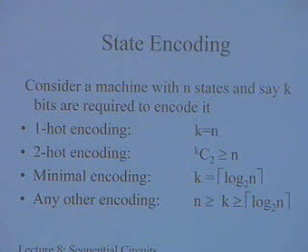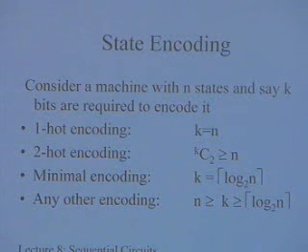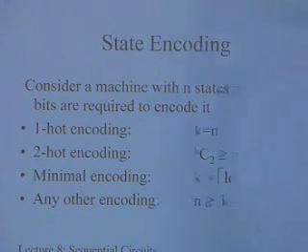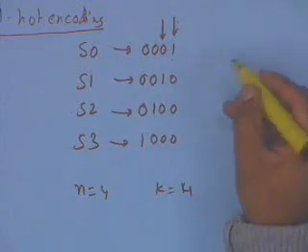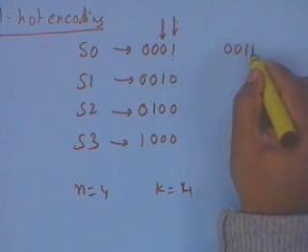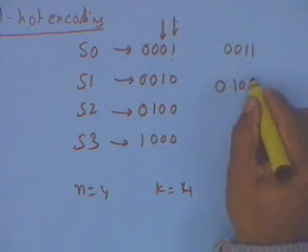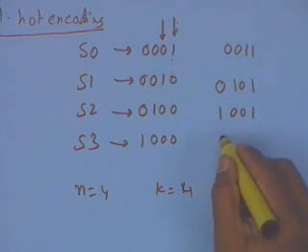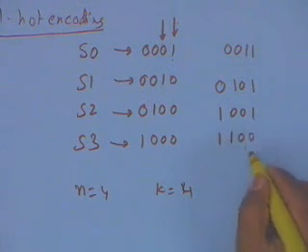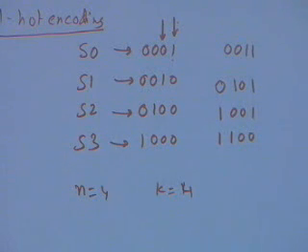A two-hot encoding refers to the fact that to represent any state, there are only two bits which are 1, and not more than two bits are 1. Two and only two bits are 1 to represent any state. So that means, for example, in this case, I can represent this as 0011. Of course, there are other combinations possible in this case.